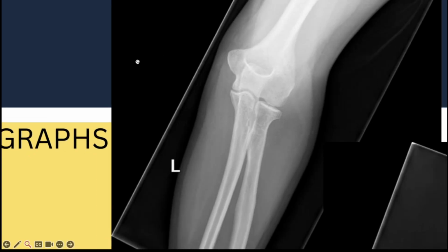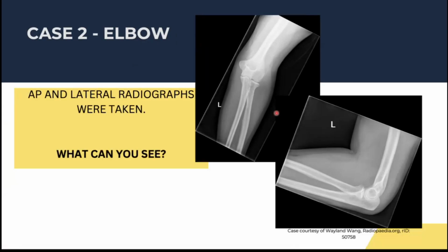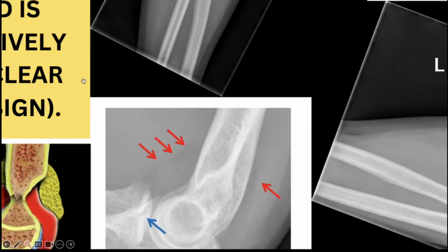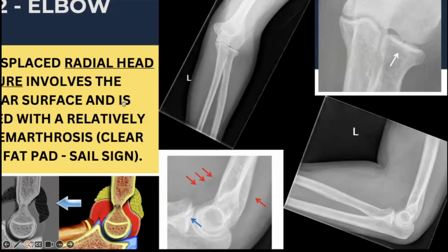Yeah, good job. So Joanna said a radial head fracture, which is correct. So this is a mildly displaced radial head fracture, and this involves the articular surface. And it's also associated with a relatively large hemarthrosis. So when we talk about hemarthrosis, that's what we're talking about, the fat pads. So here you can see a very clear anterior fat pad sign. I think it might be the quality of the image, to be honest, but on PACS you can obviously zoom about a bit, and you can see a posterior fat pad sign there as well.